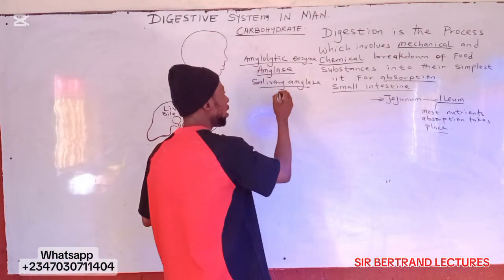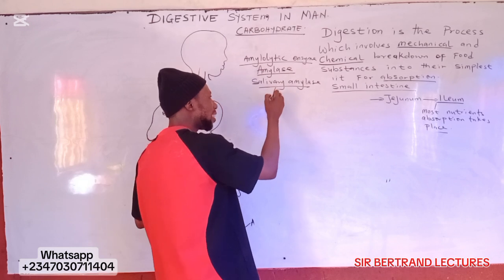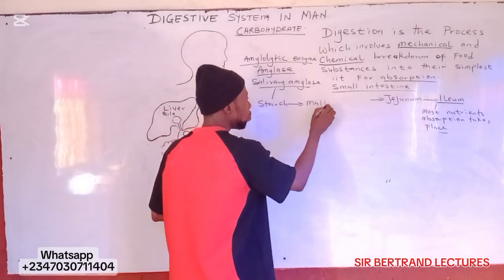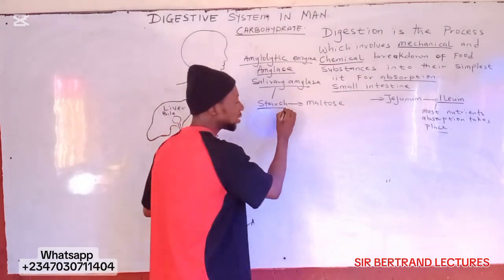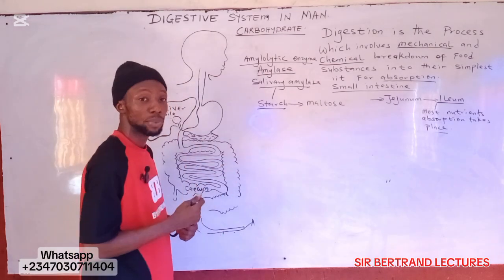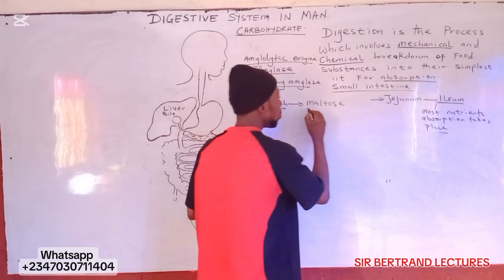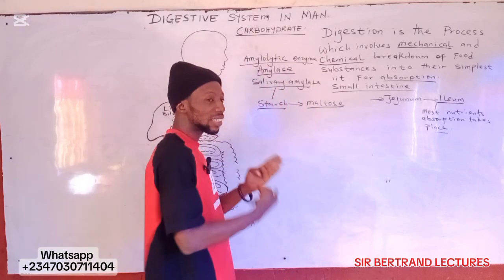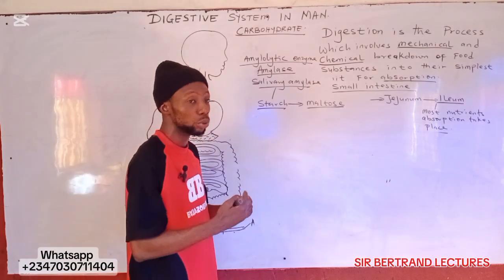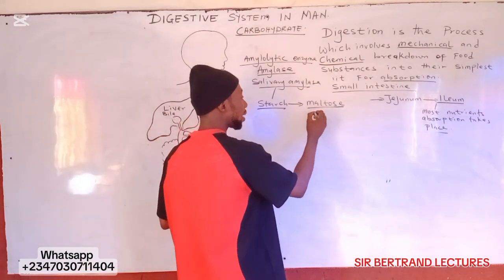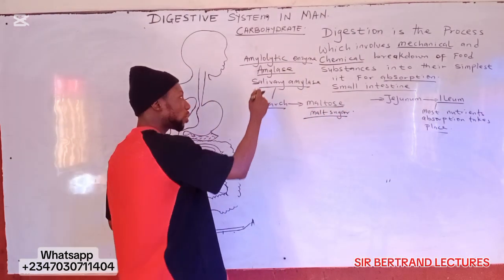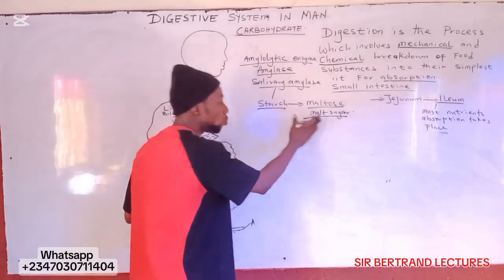This salivary amylase, their effect in the mouth is that they act on starch and convert starch to maltose. Starch is a typical example of polysaccharide, which we've discussed before in one of our old videos. Then maltose is an example of disaccharide, which we discussed also as a double sugar. It is known as malt sugar. So in the mouth, salivary amylase will act on starch and convert it to maltose.